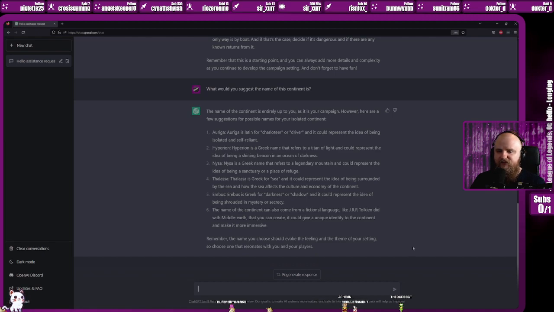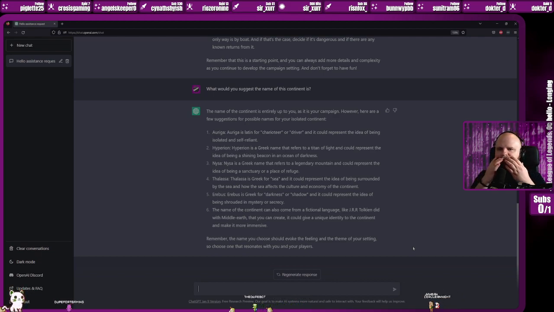The name of the continent can also come from a fictional language, like J.R.R. Tolkien did with Middle-earth. Middle-earth is English. That you can create. It could give a unique identity to the continent and make it more immersive. Remember, the name you choose should evoke the feeling and the theme of your setting, so choose one that resonates with you and your players.